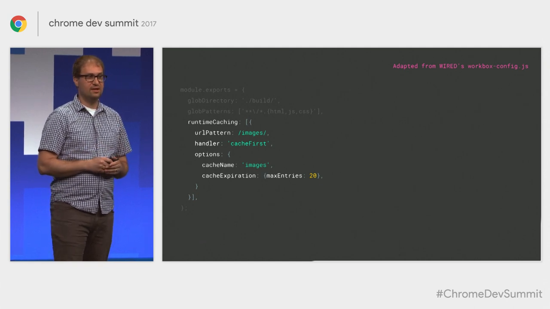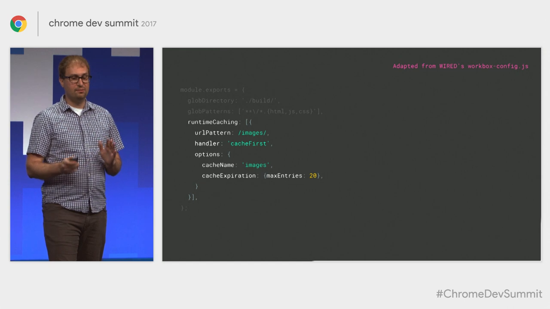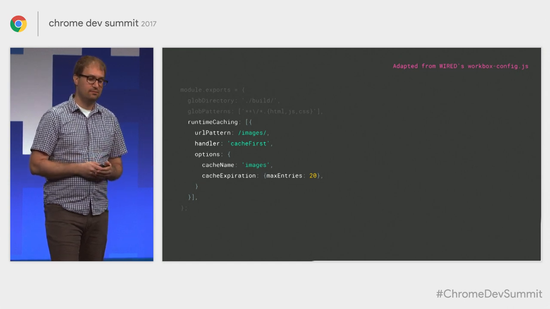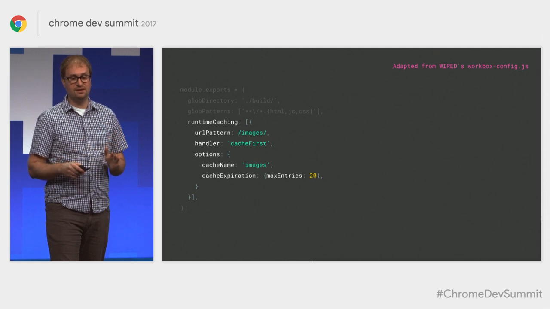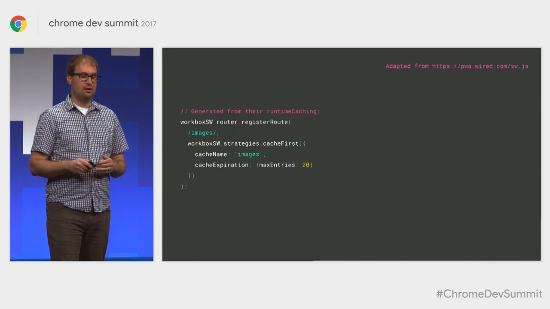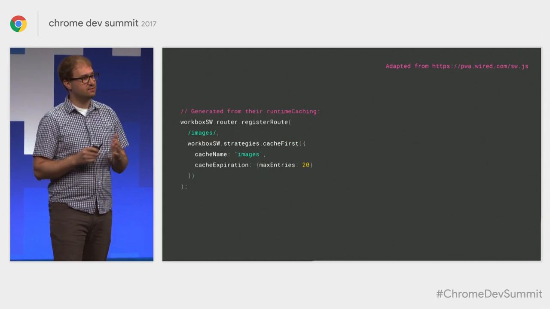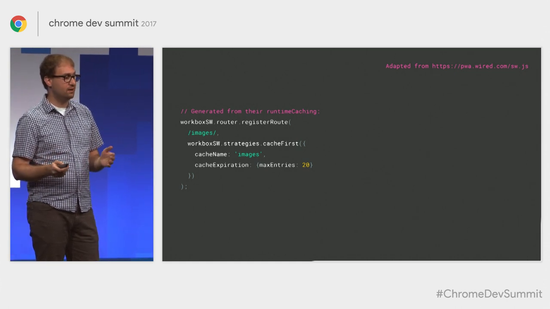Returning again to that configuration file, let's take a look at the second section where the image caching behavior is defined. These options in the configuration file are all it takes to cache their article images at runtime and define an expiration policy. After they run their build process, Workbox uses those options to generate this code in the new service worker file.